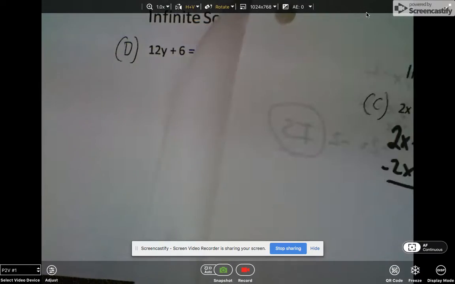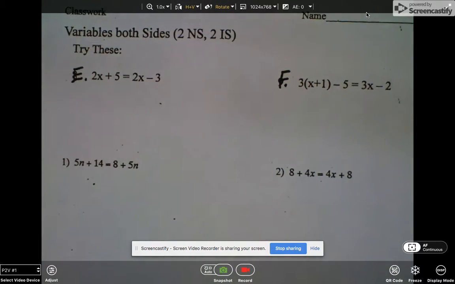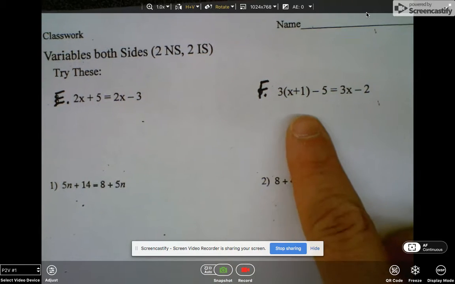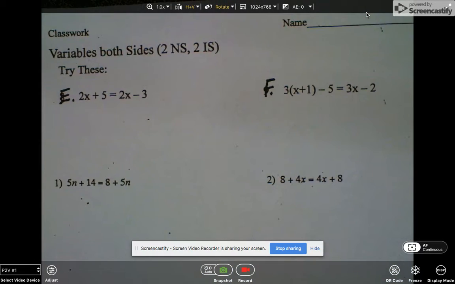Hope this video helped you. We're going to move on to some classwork. If you go to the last page, if you could maybe find a partner and try example E and example F with a partner. One of these will be infinite solutions, one of these will be no solution, and I won't tell you which is which.